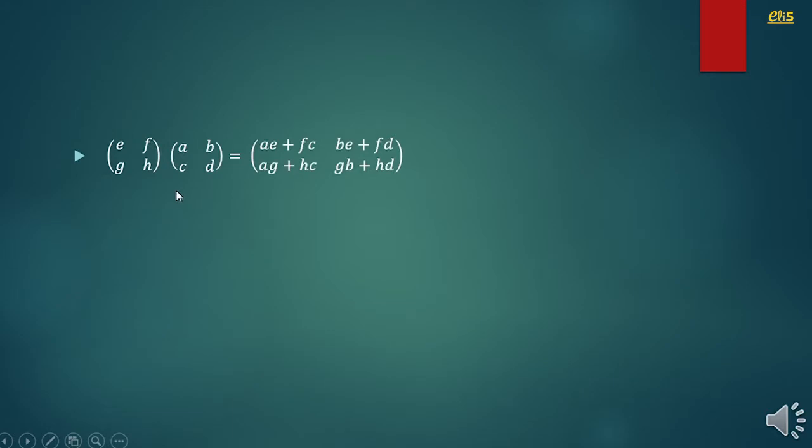We take the first row and multiply it with the first column. Similarly, we multiply the first row with the second column. And we repeat the same process for the second row. And our product becomes this, as shown here.